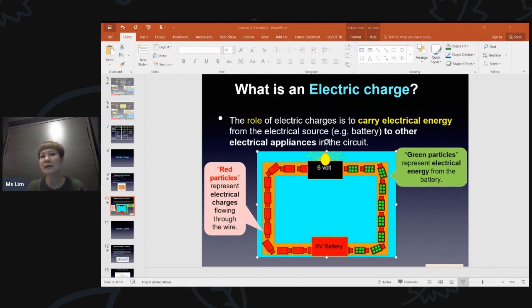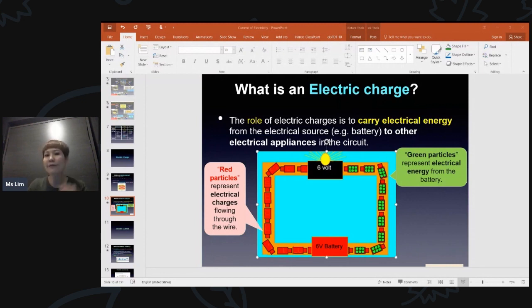Now, what is different is the energy. Once the energy is delivered to the electrical components, in this case, all the energy is given to the light bulb, then there is nothing left when they come back home.